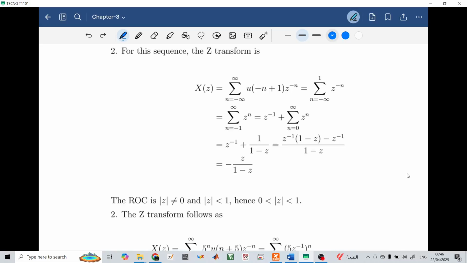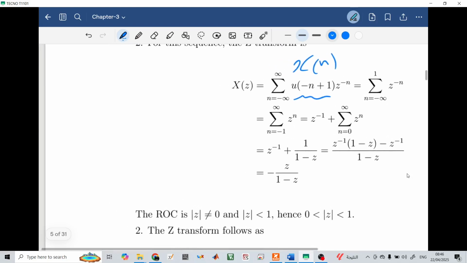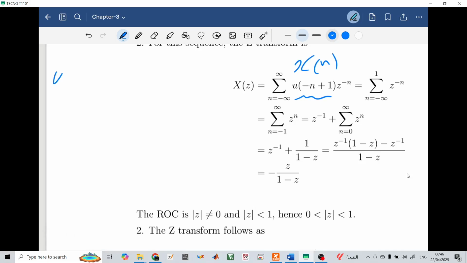For the second exercise, we have x of n equals u of minus n plus 1. So as we did before, we rewrite the definition for it. Okay, so let's write it here. So u of minus n plus 1 equals what? 1 when minus n plus 1 is greater than or equal to 0, and 0 otherwise.